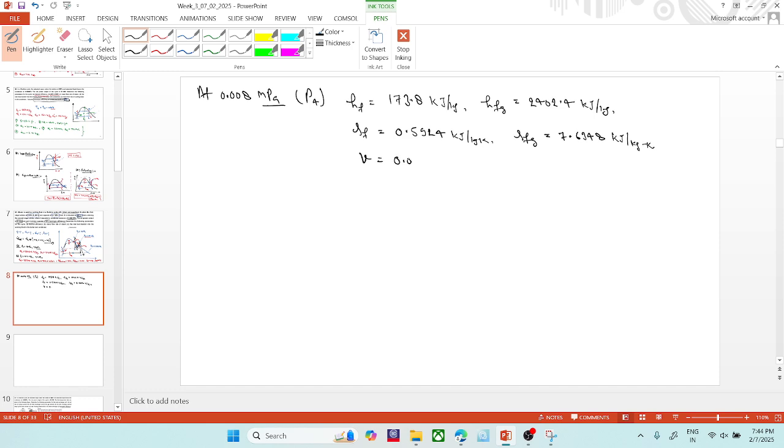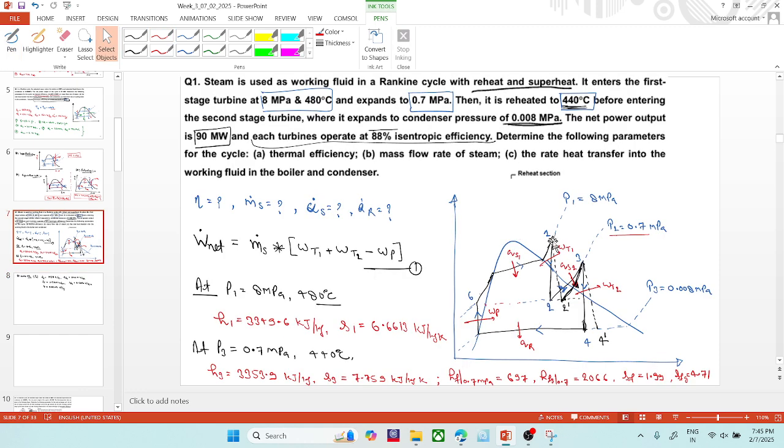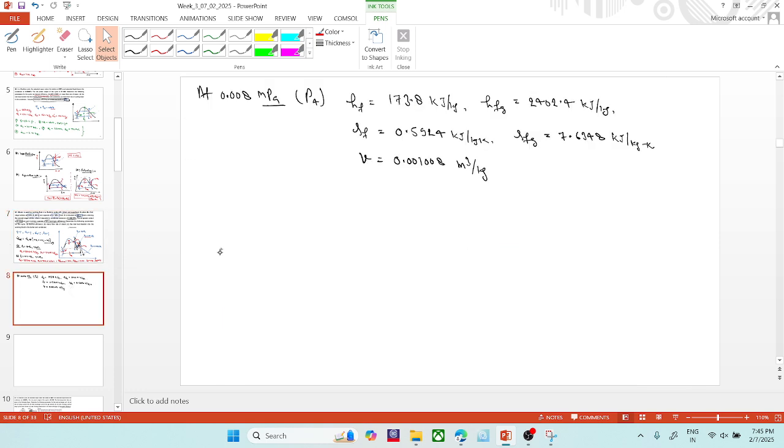It is 0.001008 meter cube per kilogram. Okay, so these are the things I have collected. Now here we can see that the entropy at point 1 and point 2 would be the same. So I am equating that thing.